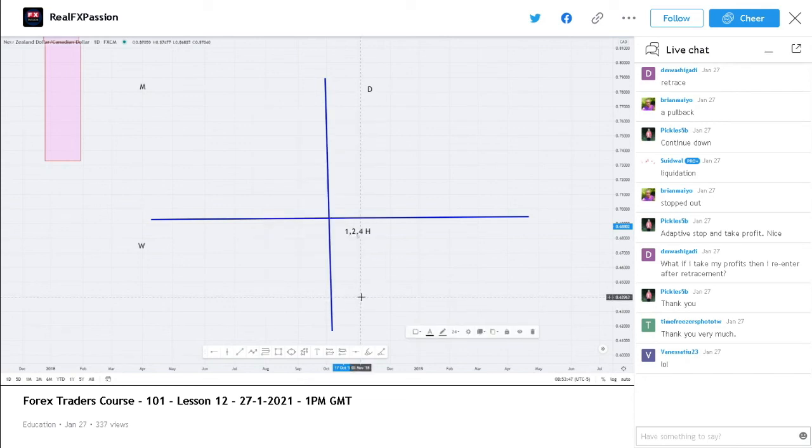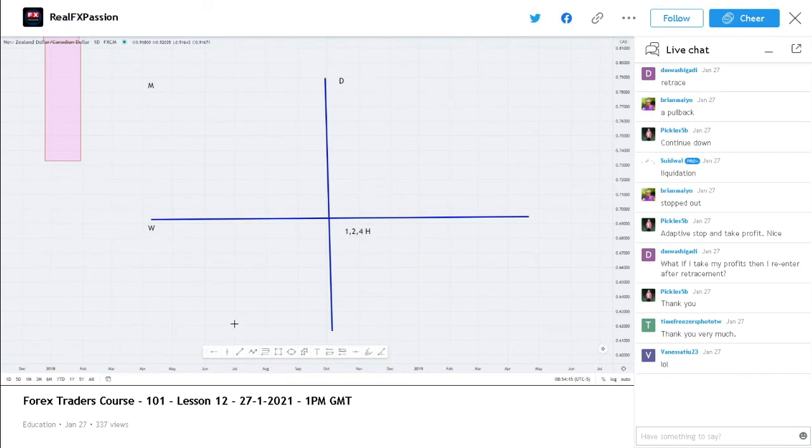BMW, what if I take my profits, then I re-enter after retracement? You can do this, but you must respect the risk-reward ratios. You cannot risk more than you are making. Okay, BMW, you can do this, but you must not risk more than you make. You need to pay attention to the risk-reward ratio.